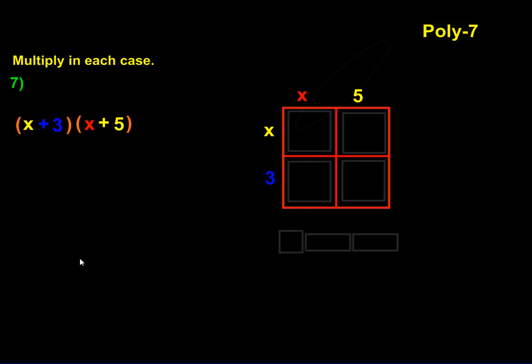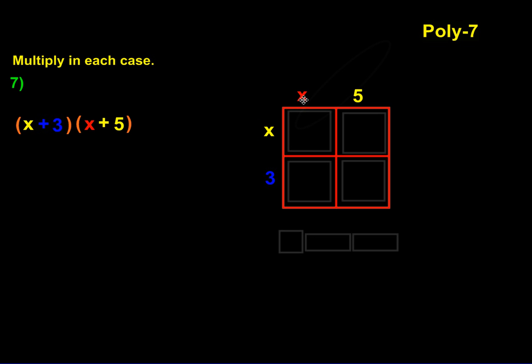Okay, let's try this out with the homework. So we're going to start by taking a look at question number 7. 7 had x plus 3 times x plus 5. So I created my box, took my first binomial and put it on the left-hand side, took my second and put it on the top. Now let's go ahead and multiply the terms.